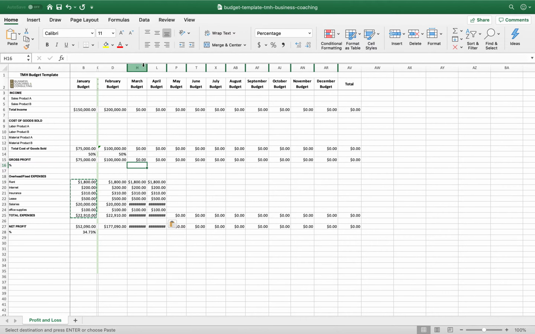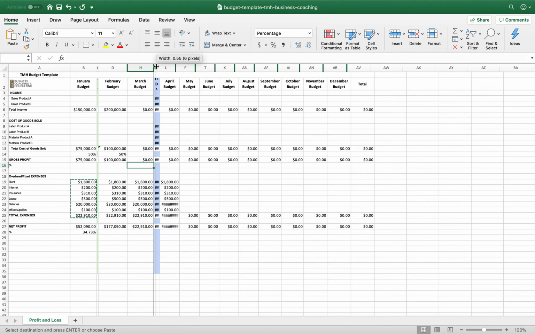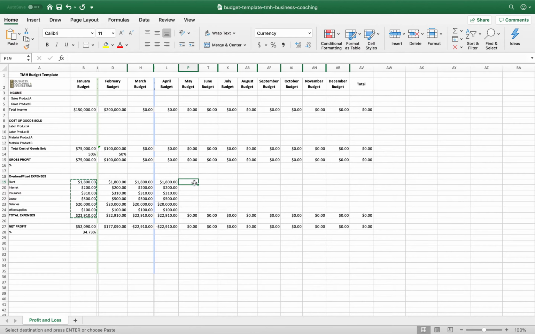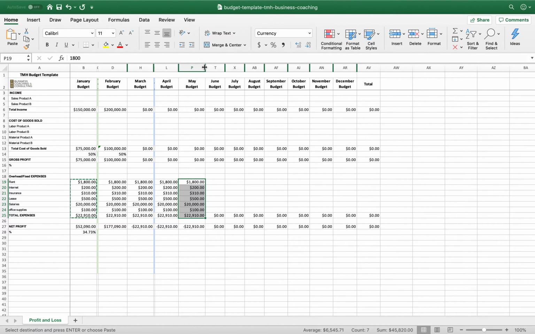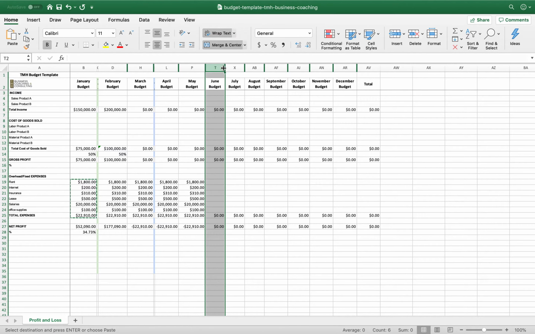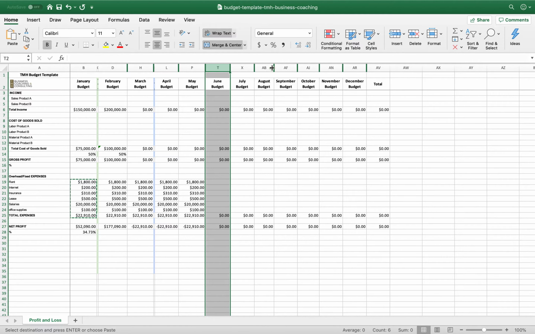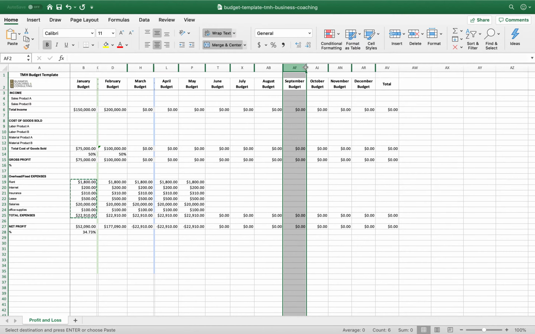Okay. So we are copying and pasting our fixed expenses into each month because we know that they're going to be the same every month. I'm going to make these a little bit bigger so this stops happening to us.